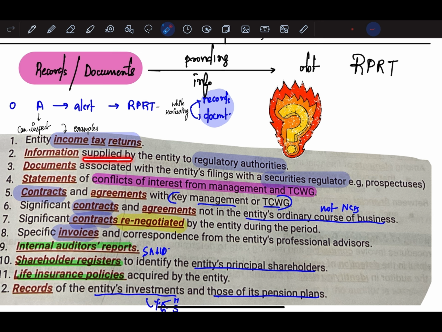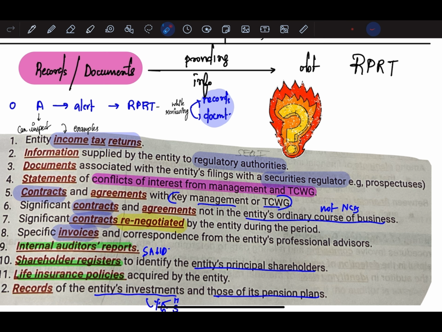Next, the information supplied by the entity to regulatory authorities, and the documents associated with the entity's filings with the securities regulator. So 2 points are related to regulatory authorities, like SEBI. What is the information that is supplied to regulatory authorities, and what are the documents associated with the entity's filings with the securities regulator? Like the prospectus. Next, the statements of conflicts of interest from management and TCWG.